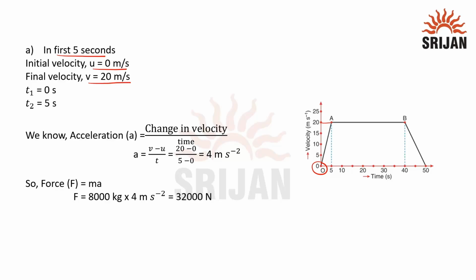So the acceleration is change in velocity divided by time interval. So acceleration comes out to be 4 meter per second square. As we know from the second law of motion, the force F is equal to ma, and if we substitute the values, m to be 8000 kg, that is the mass of the metro, and a is 4 meter per second square, the force comes out to be 32,000 Newton in the first case.